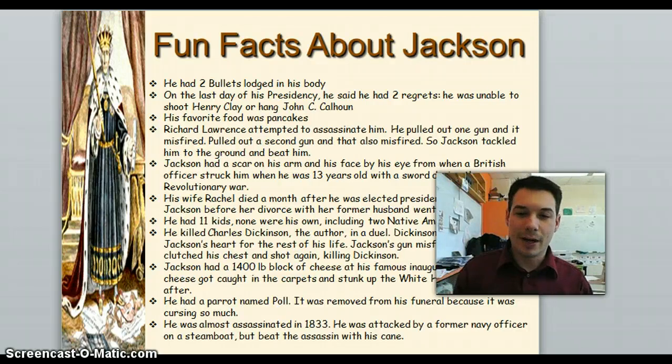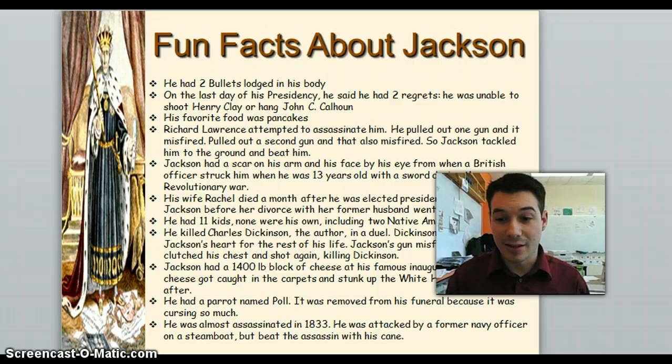Jackson had a 1,400-pound block of cheese at his famous inauguration party, which had the spiked punch. The cheese got caught in the carpets and stunk up the White House for about a couple weeks after. He had a parrot named Poll, and it was removed from his funeral, actually, because it was cursing so much. And he was almost assassinated in 1833 on board a steamship, when he was attacked by a former Navy officer. But he beat the assassin with his cane.